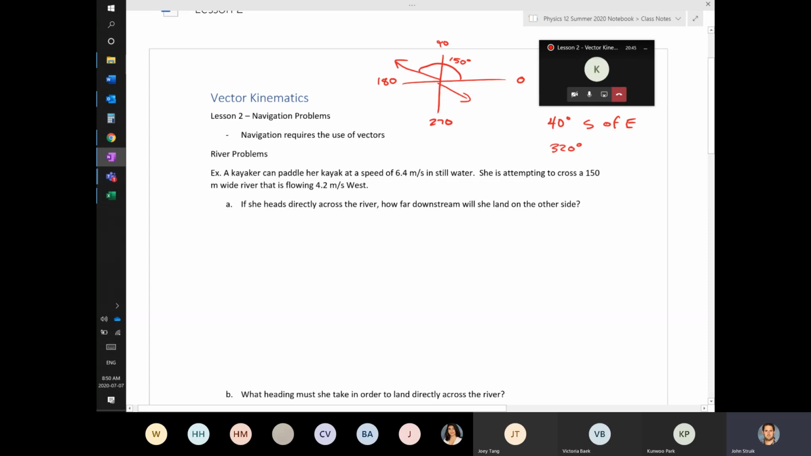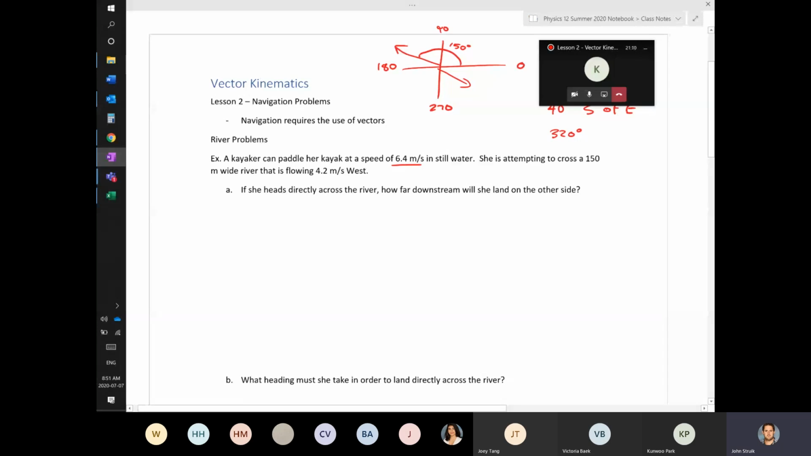So what this means is that wherever the kayaker goes, her speed is going to be 6.4. You're kind of making an assumption that it's instantaneous speed, with no acceleration or anything, but that's always going to be her speed. So there are options for this kayaker. She can either go directly across the river, she can go upriver, or she can go downriver.